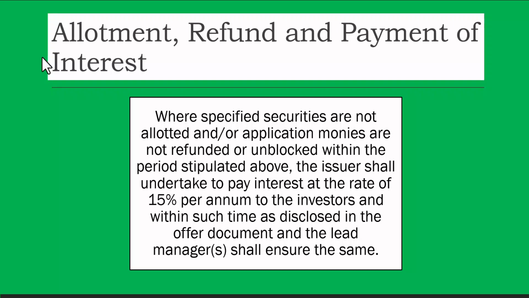Read. Where specified securities are not allotted and the application monies are not refunded or unblocked within the period stipulated by the Act, the issuer shall be liable to pay interest at the rate of 15% per annum to the investors, within such time as disclosed in the offer document, and the lead manager shall ensure the same. So the company has to pay 15% interest if they fail in their responsibility and take more time to unblock people's money, because people will not be able to earn interest on that money while it has been blocked.